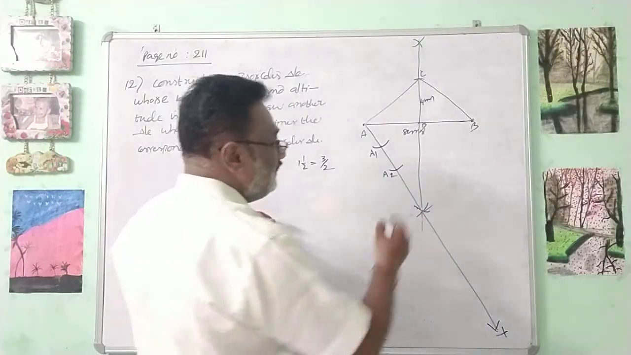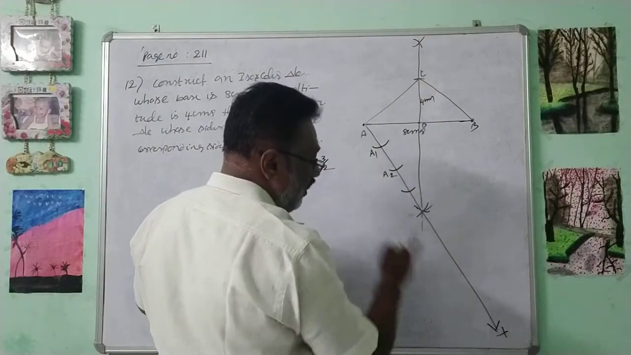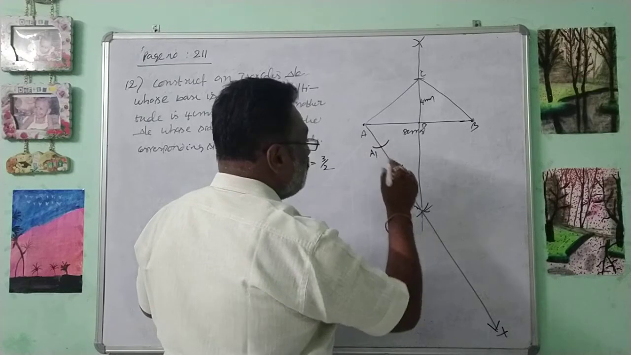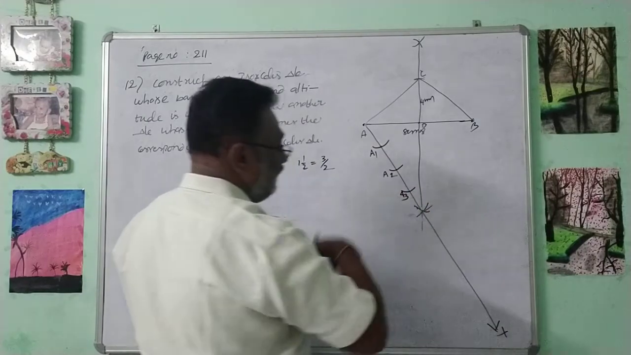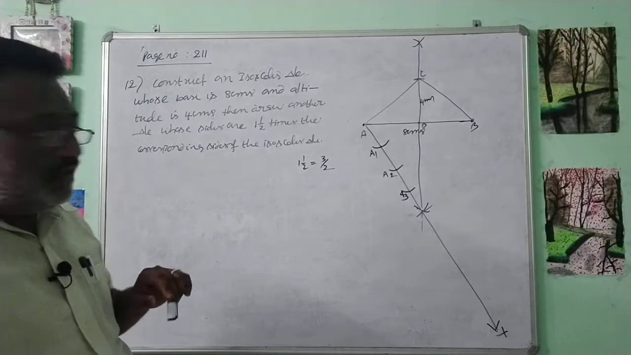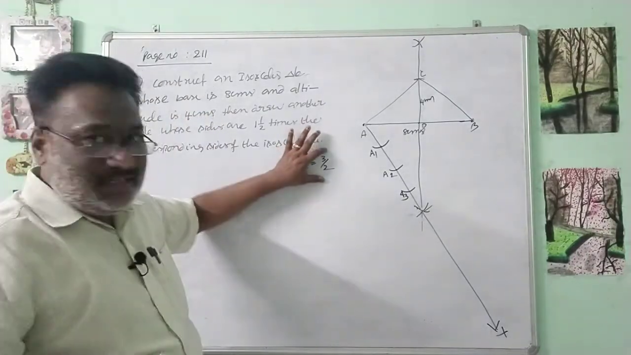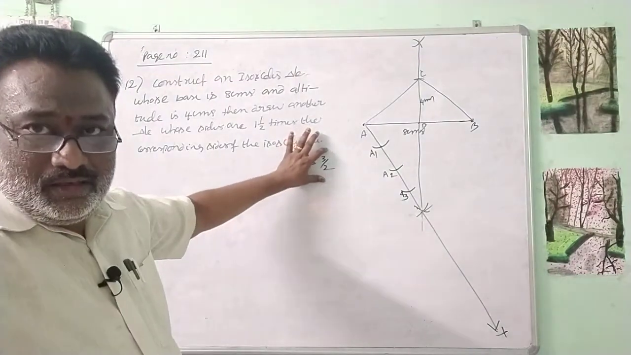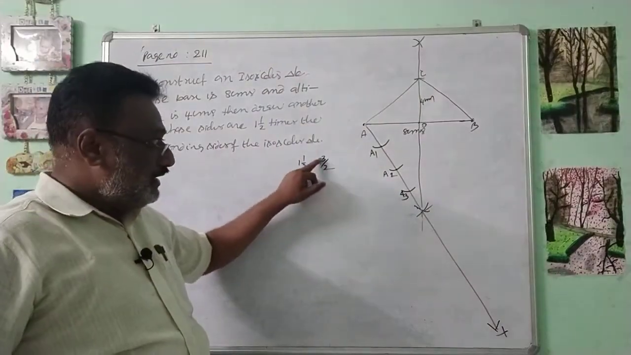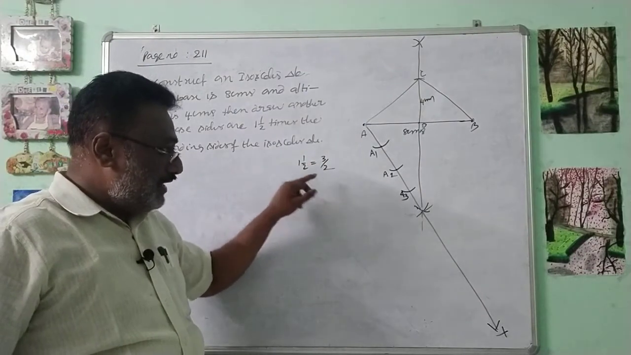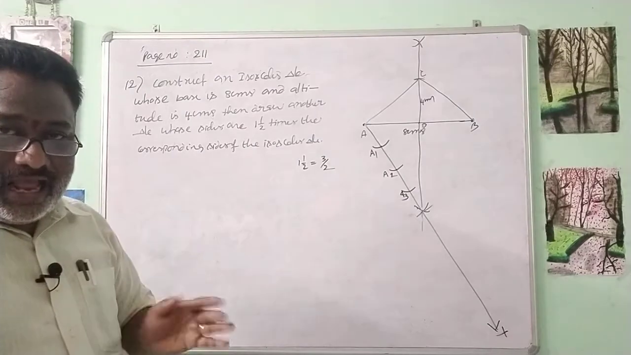A2 as center with the same radius. One more arc we need to draw on the ray AX to meet that ray at A3. After that, you need to come again to that fraction part, that is 3 by 2. In this 3 by 2, in the denominator, what are we having? 2. So we are having 2.